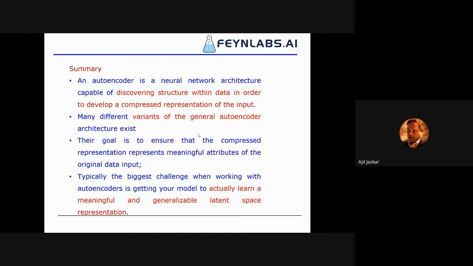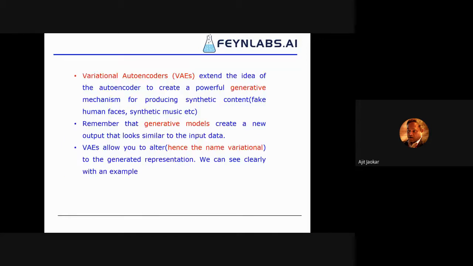So for example, you have the concept of the variational autoencoders. The variational autoencoders extend the idea of autoencoder to generate a powerful generative mechanism for producing synthetic content, which is fake content effectively. So remember that a generative model creates a new output that looks similar. The idea of the variational autoencoder means that it varies certain things in the input so that it looks different. So how does it work?